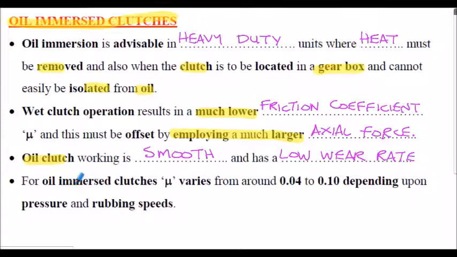But here you can see oil immersed clutches have a very low friction coefficient, 0.04 to 0.1, so that's very low. So you see we need a lot more force generated to try and increase the friction, or we need multiple plates to try and effectively increase the friction effects. So when we're designing wet clutches, we've got those other considerations to take into account. This is just background to the topic area here.